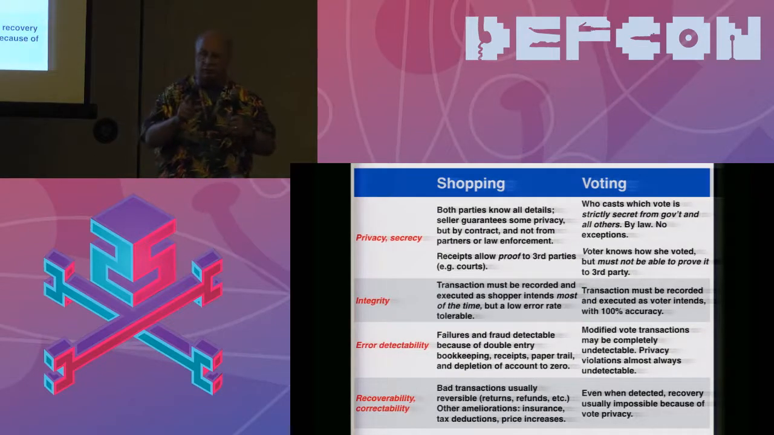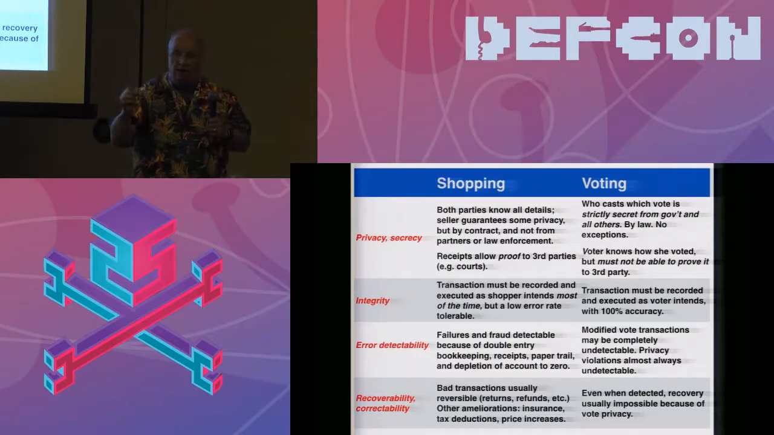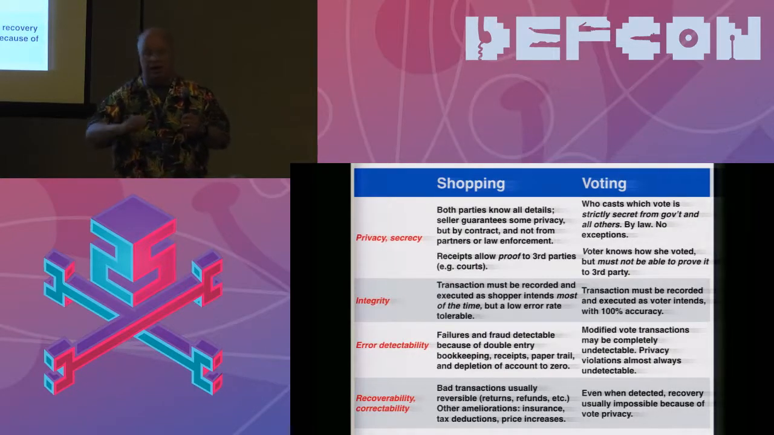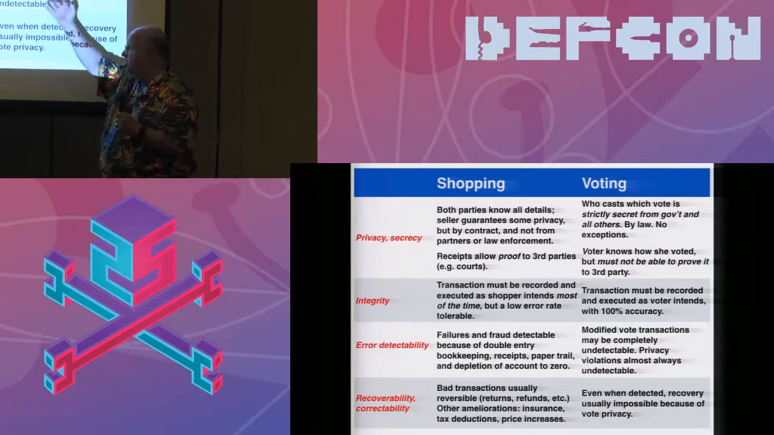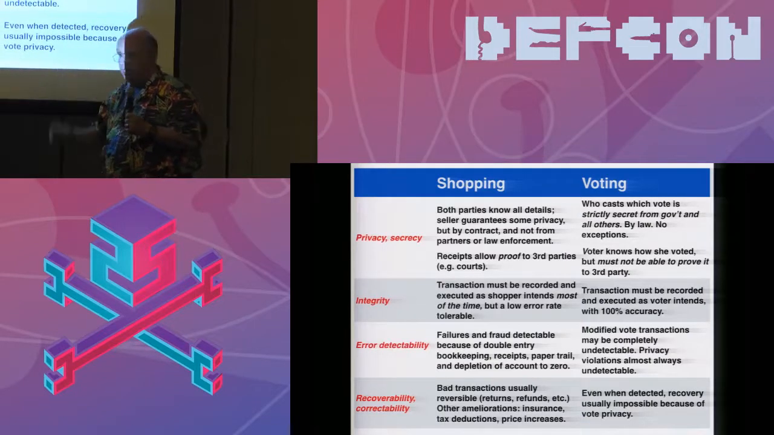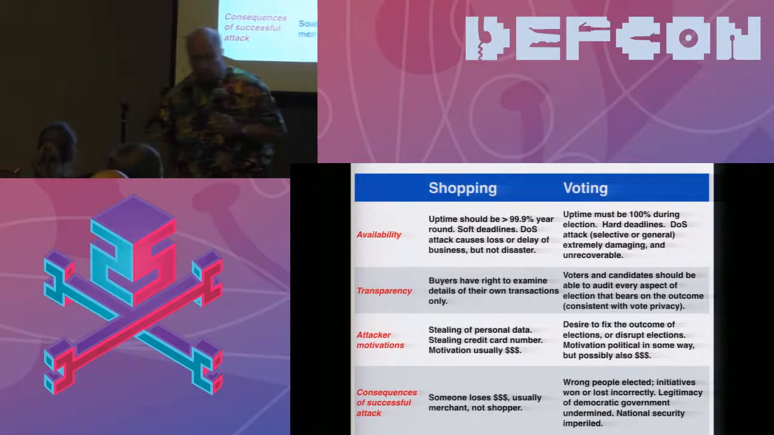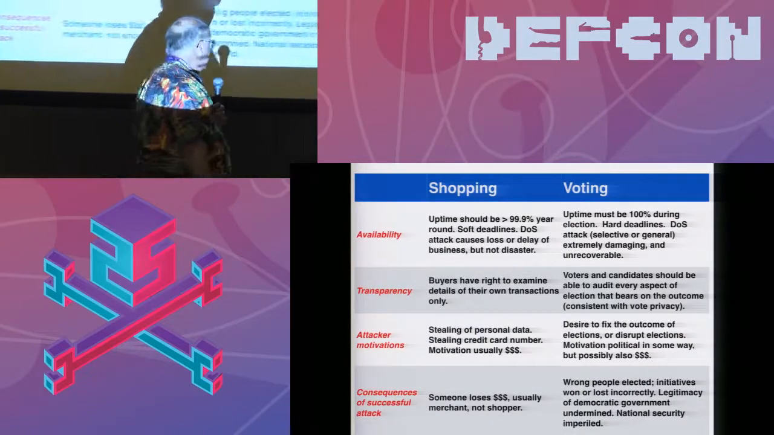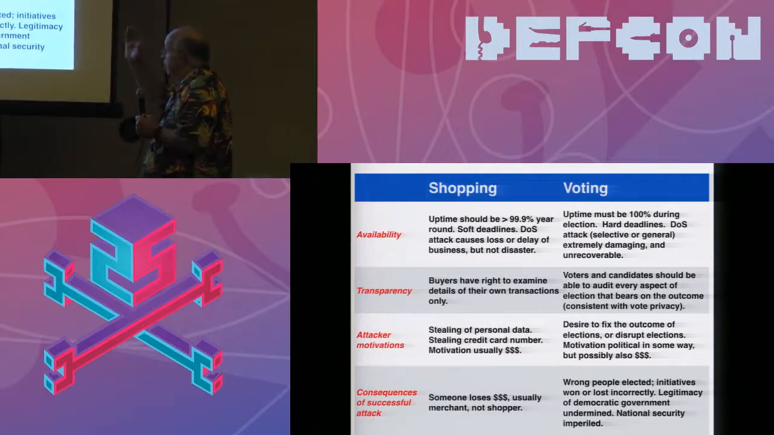Because if I know there's a fraudulent vote cast, I don't know what the vote should have been. I don't know who cast it. I can't bring them to justice. The recoverability issue is far more troubling, both detection and recoverability, in the elections world than it is in the commerce world. And finally, this is my last slide here. Availability.